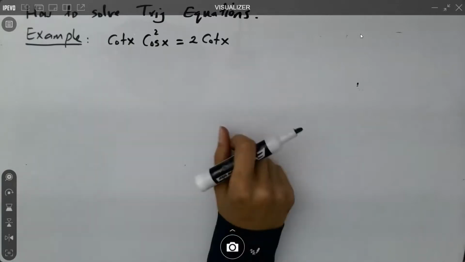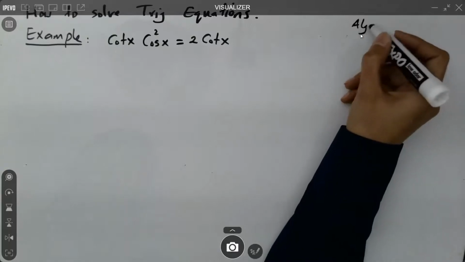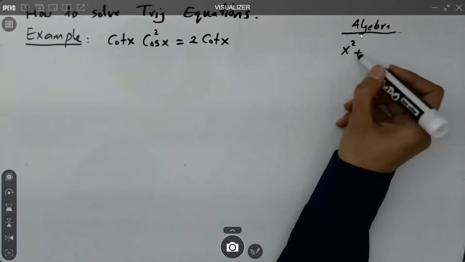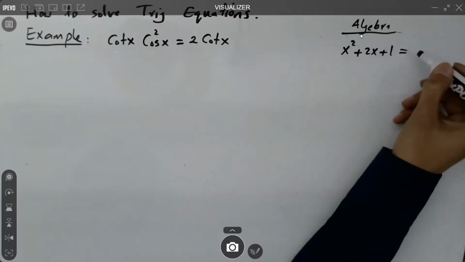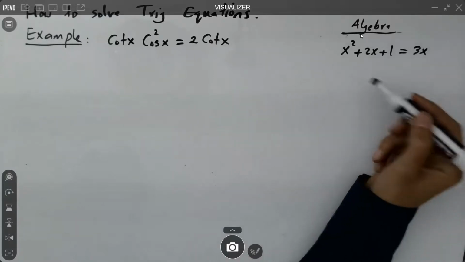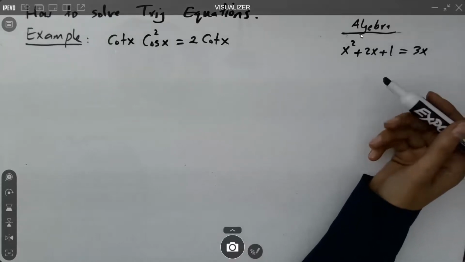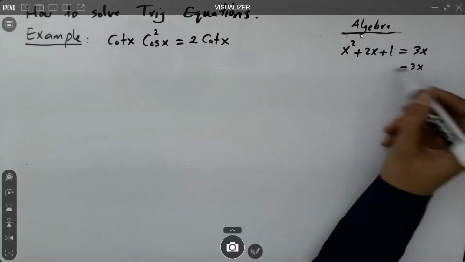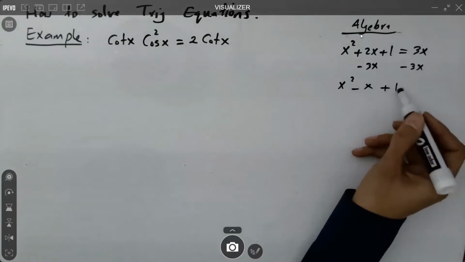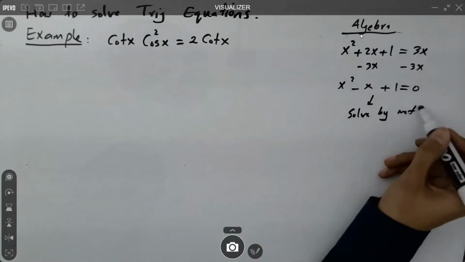What are you going to do? Like what you did before in algebra. Remember that? In algebra, if you are to solve an equation like this, x squared plus 2x plus 1 equals, for example, 3x, you're going to bring everything to one side and try to apply, for example, the factoring method or any other method that you feel comfortable working with. We subtract 3x from both sides, we get x squared minus x plus 1 equal to 0, and then solve by factoring or other methods that we learned.